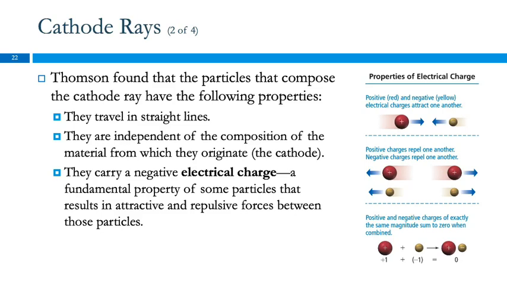Electrical charges have magnitudes, and so if we take a positive charge and a negative charge of the same magnitude and put them together, they add up to 0, and the combination of them has no net electrical charge. Anybody have any questions about electrical charges?